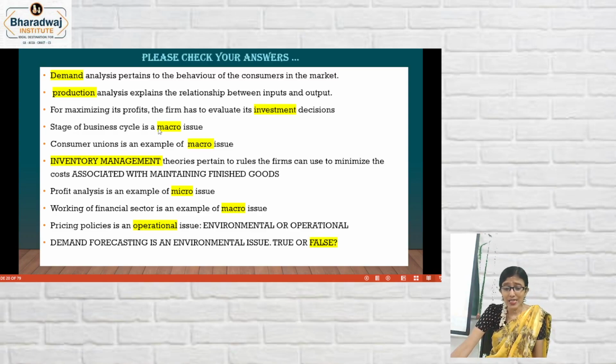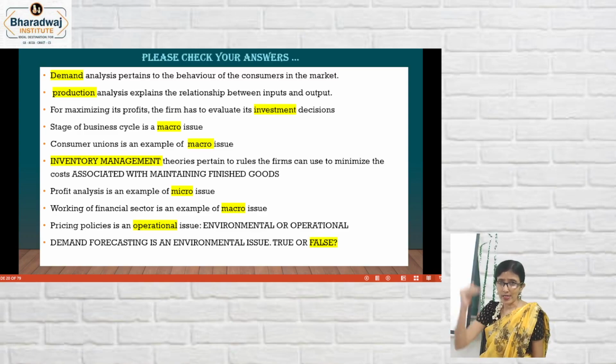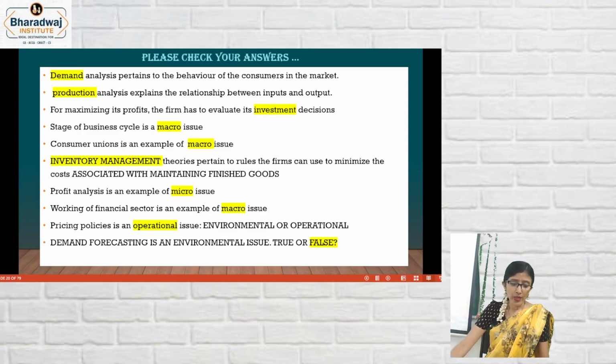Stage of business cycle is a macro issue. Anything, if it is trade cycle or business cycle, it is a macro issue. Inventory management theories pertain to rules that the firm can use to minimize the cost associated with maintaining finished products. Inventory management rules. I think for this only I gave you ABC analysis and all. Prioritize A, B, C. Okay.